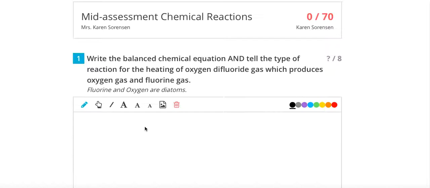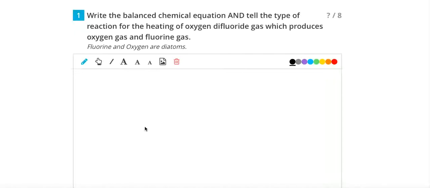So, okay, let's look at problem number 1. It says write the balanced chemical equation and tell the type of reaction for heating oxygen difluoride gas, which produces oxygen gas and fluorine gas. Okay, so oxygen difluoride: oxygen, and di means 2.